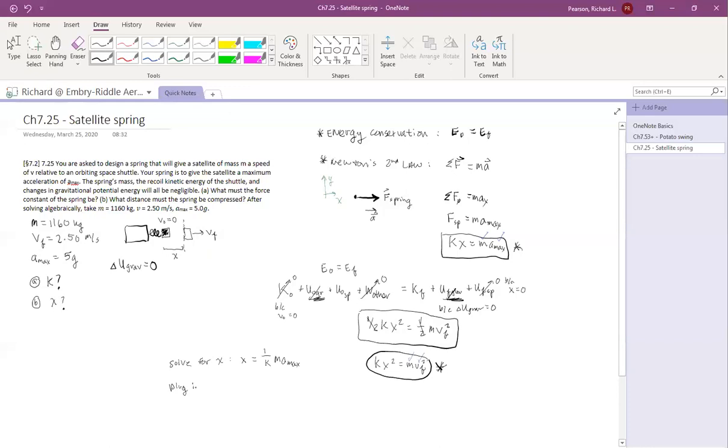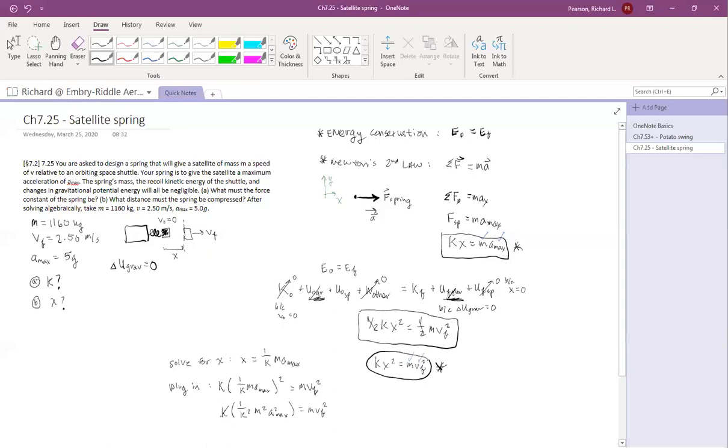Plug in to the second equation. So we get that k times this quantity, 1 over k m a max squared, is equal to m v final squared. So that then we end up with k times 1 over k squared times m squared times a max squared is equal to m v final squared.